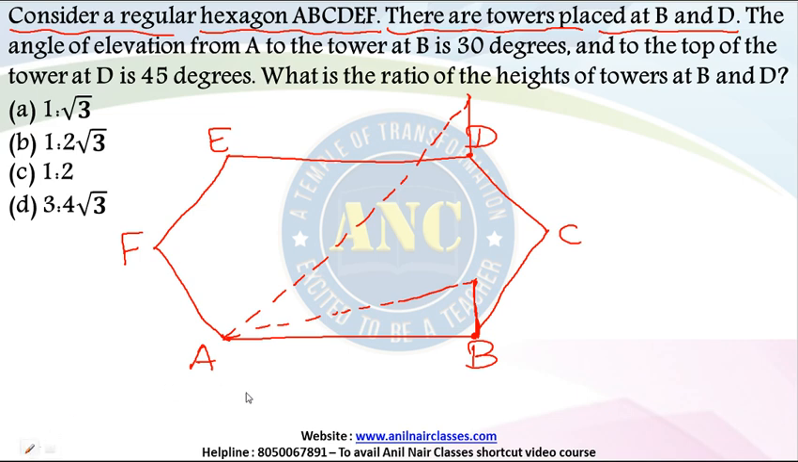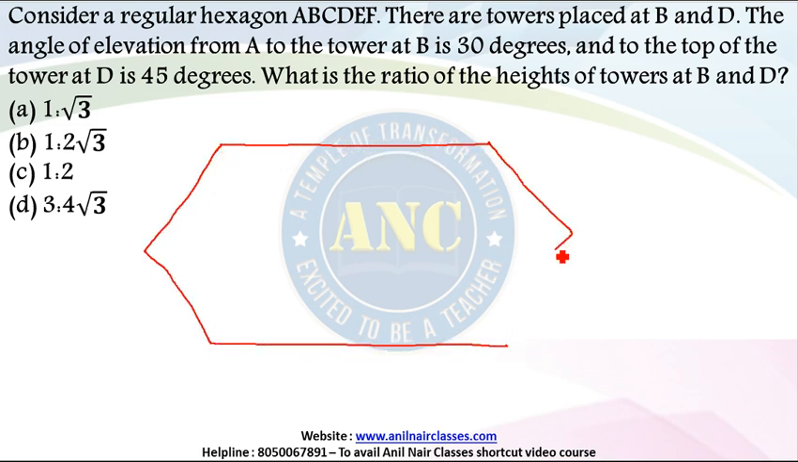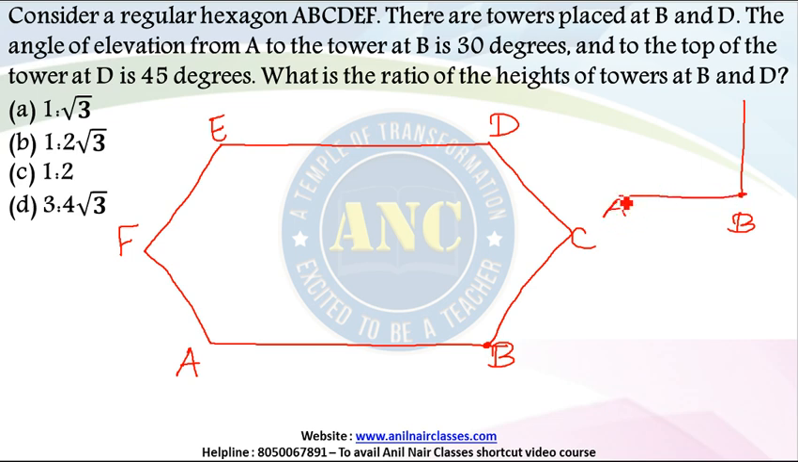Now see here, sir. Let us solve this question drawing the diagram once again. This is the regular hexagon A, B, C, D, E, F. Let me explain in the way you understand it very beautifully. This is what they are saying, sir. There are towers placed at B and D. At point B, there is a tower which I am placing. Now, this is point D, and I am placing a tower like this. And the angle of elevation from A to the top of tower B is 30 degrees. This is point A. This angle of elevation is given in the question as 30 degrees.